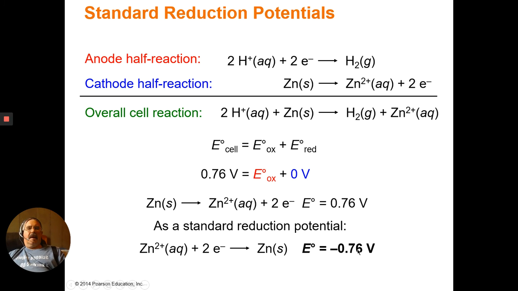So how did I get negative 0.76? Well, the oxidation potential would have to be 0.76 by difference. 0 plus 0.76 is 0.76. But when we reverse this equation like we've done here, we change the sign of E.